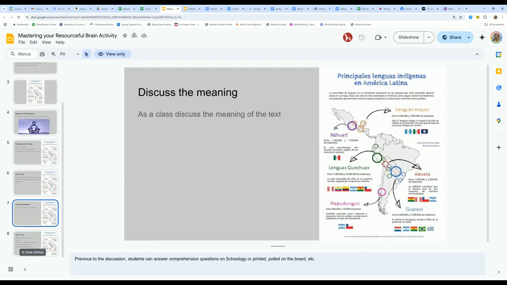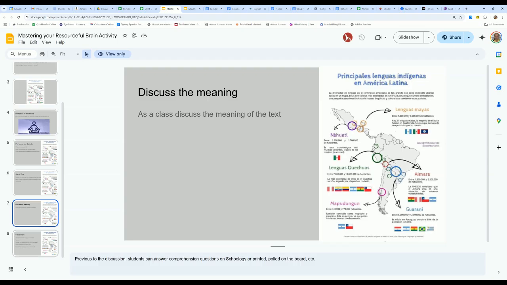And then as a class, wrap up the discussion with the text. And I said in the notes before, previous to the discussion, the students could answer some comprehension questions. So then I get kind of a read on what information the kids are getting out of it. Usually something simple like 4 or 5 questions, just kind of quick. Hopefully kids are getting most of them correct. And then I think, hey, they got the basic information that I wanted.